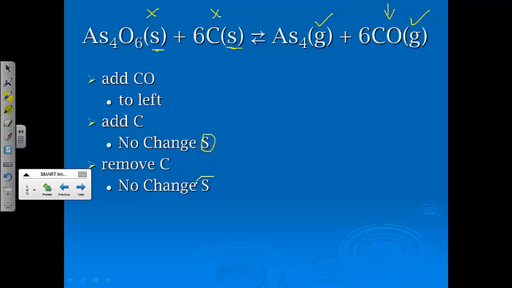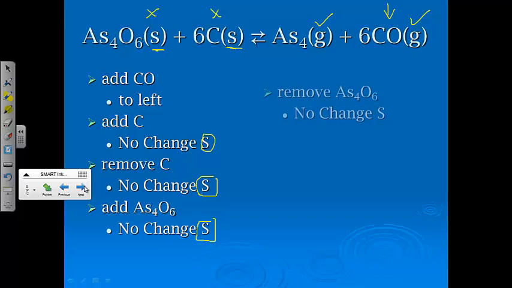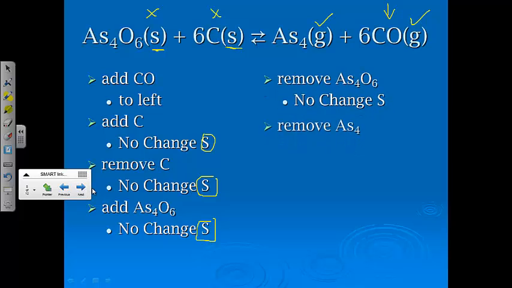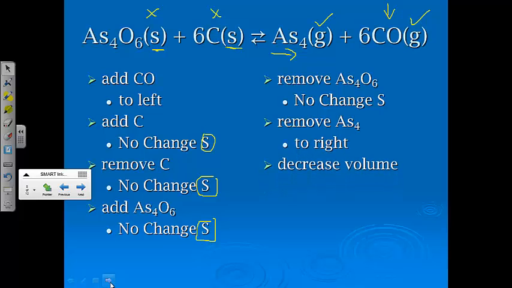If I remove carbon, no change because it's a solid. If I add some of this solid, no change. See the repetition here, hopefully we're getting it. If we remove it, still a solid, still no change. If we remove some of our arsenic, this is a gas, so it's going to shift to replace it, so it's going to cause it to shift to the right.